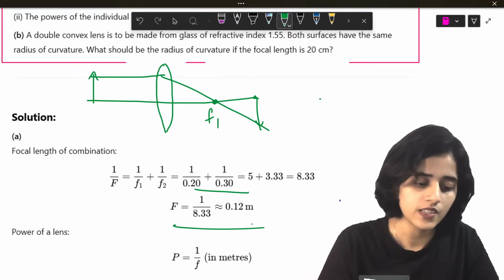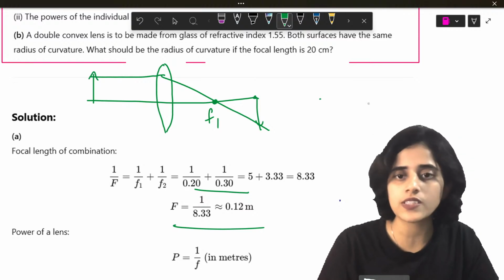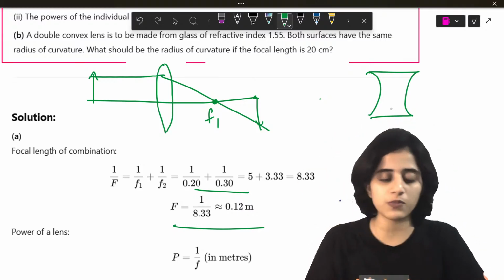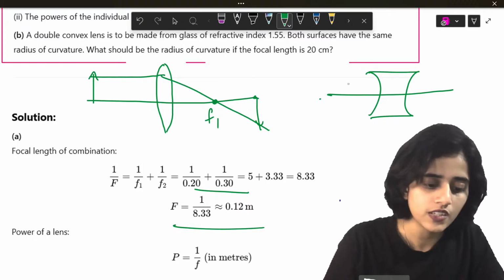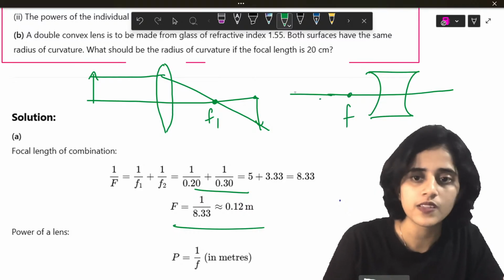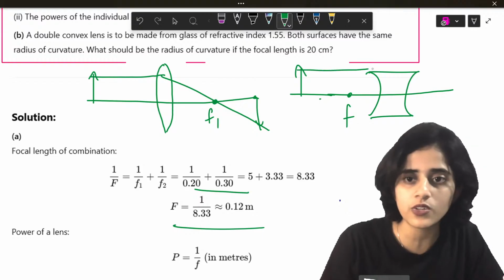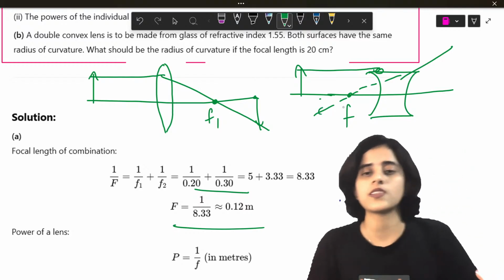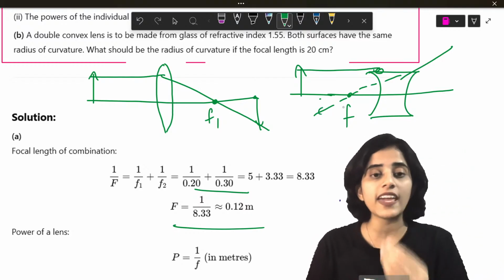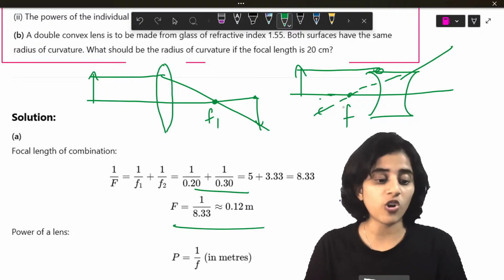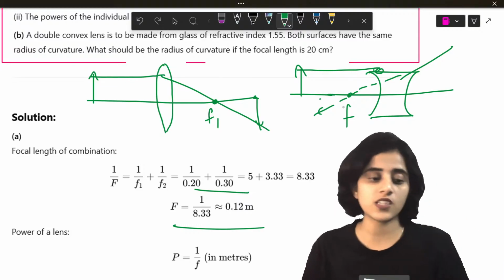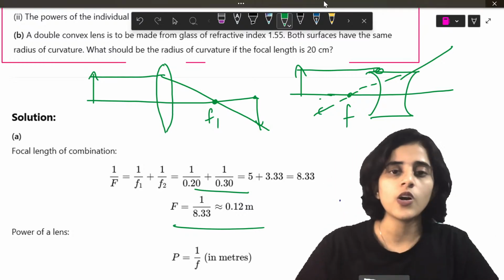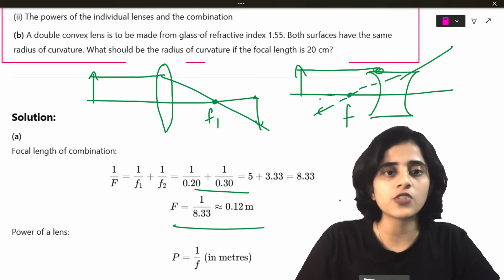Some of you might be wondering how it is for concave. This is not part of the question, this is extra information. For concave, the focus is here. This will be the object. From here, the ray will hit and then diverge. The ray is extended backwards onto the focus. So keep this in mind: for convex, focus is always positive. For concave, focus is always negative. This is in the case of lenses.